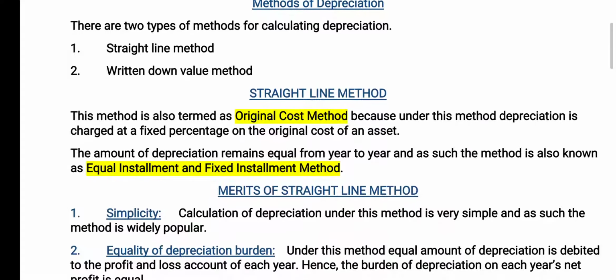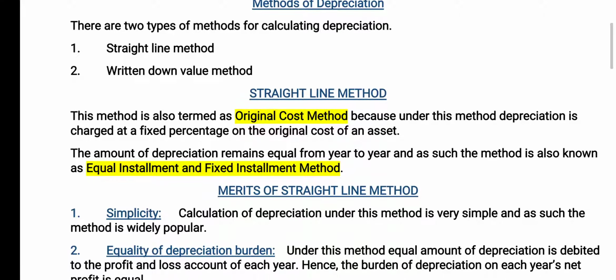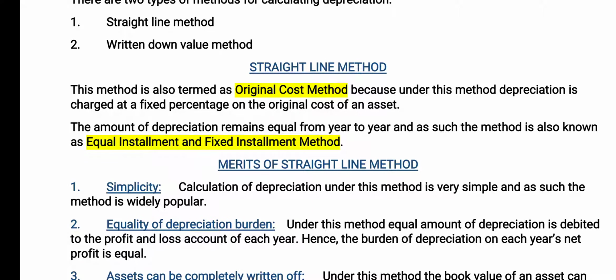Means for every year we are going to charge the same amount of depreciation. Suppose the machinery is of rupees 1 lakh and we are charging 10% as the rate of depreciation. So it means we are charging 10,000 for each coming year and it will remain the same. So the amount of depreciation remains equal from year to year, and as such the method is also known as the equal installment method and fixed installment method.